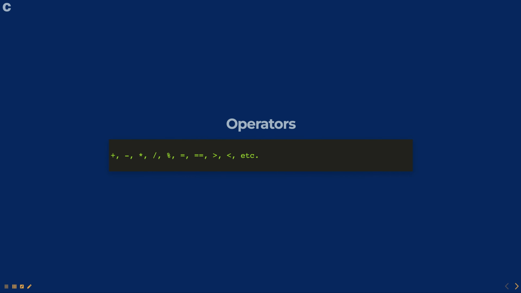Operators. These are special symbols that perform operations such as mathematical calculations, assignment, and comparison. Examples include plus, minus, divide, percentage, equals, etc.